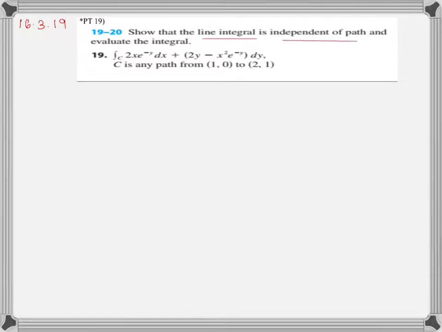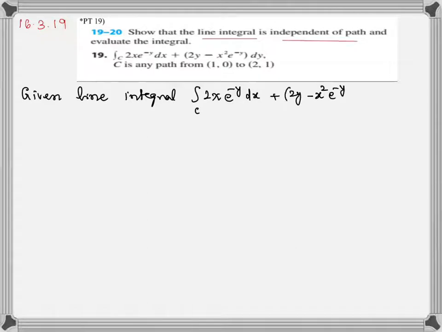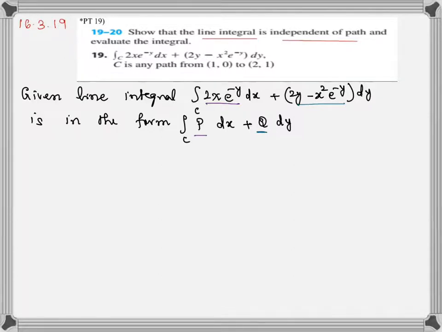So the first part is to show that the line integral is independent of the path, and the second part is to evaluate the integral. So given the line integral over C, which is 2x e to the negative y dx plus 2y minus x squared e to the negative y dy, it is the same as a line integral in the form P dx plus Q dy, where P is 2x e to the negative y and Q is 2y minus x squared e to the negative y.